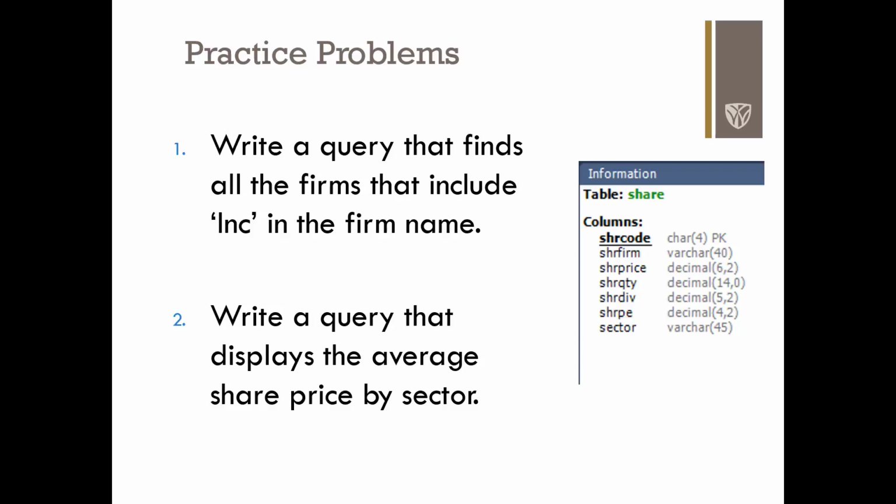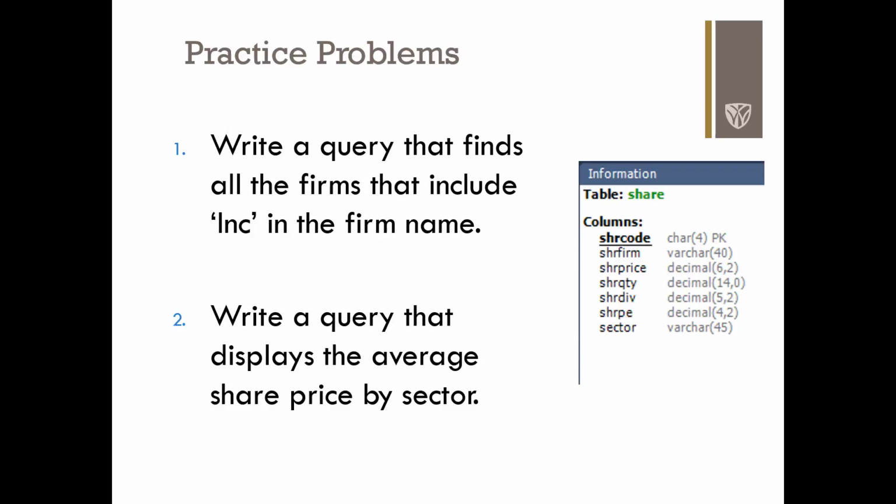So just to practice, here's one where the first one does not include any use of group by. It's just write a query that finds all the firms that include Inc. in the firm name. And then the second one is to write a query that displays the average share price by sector.